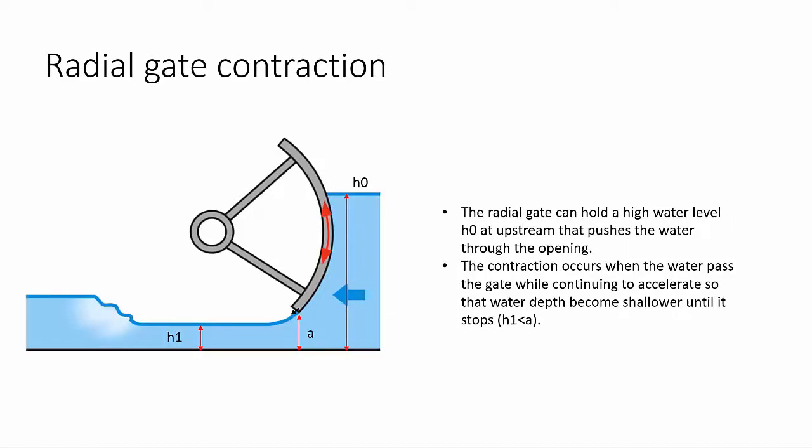Let's talk about the radial gate. The radial gate can hold the water level H0 in the upstream and push the water through the opening. The pressure still accelerates the flow even after it leaves the opening. You can see a region of contraction where the water depth becomes shallower as the velocity of the flow still increases. Later, the contracted flow will meet the downstream flow to create a hydraulic jump. In the experiment, we take the depth of the contraction as the water level before the hydraulic jump.